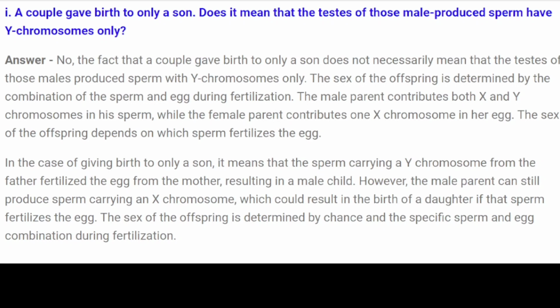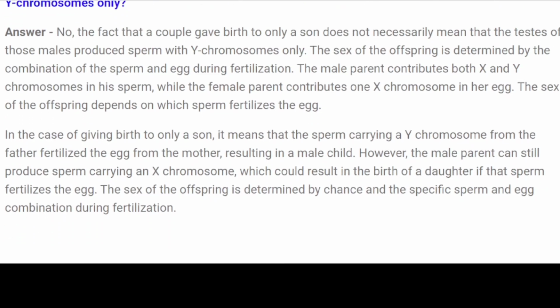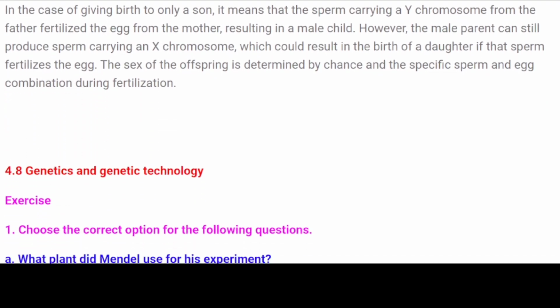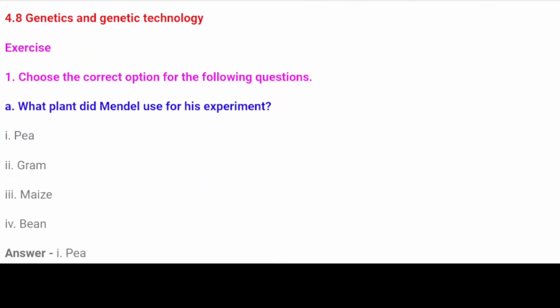4.8 Genetics and Genetic Technology. Exercise. 1. Choose the correct option for the following questions. A. What plant did Mendel use for his experiment? 1. Pea. 2. Gram. 3. Maize. 4. Bean. Answer: 1.